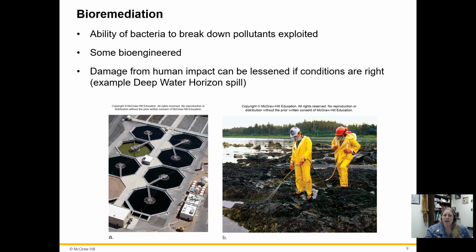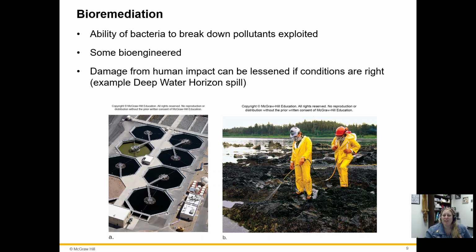And so we have times where, like the Deepwater Horizon spill in the Gulf of Mexico, we've gone through and added bacteria that can break down oils to help speed up the recovery from that major catastrophic environmental event. So, disaster, really, if you think about it. That's what bioremediation can be used for.